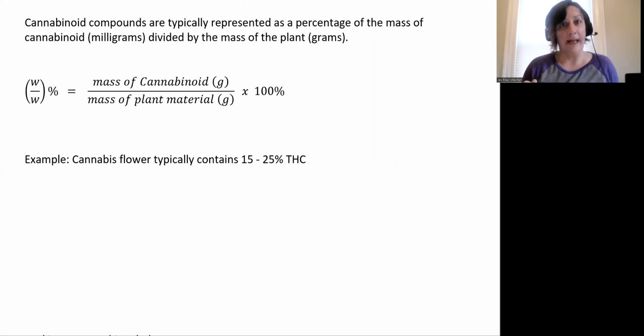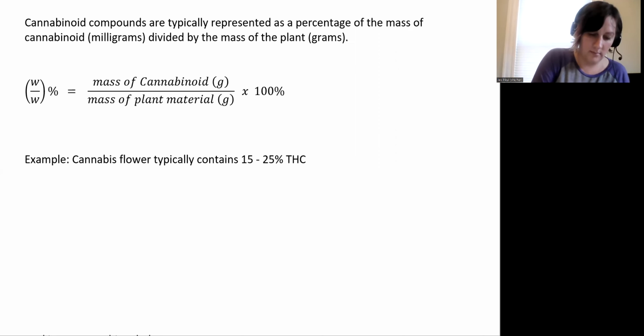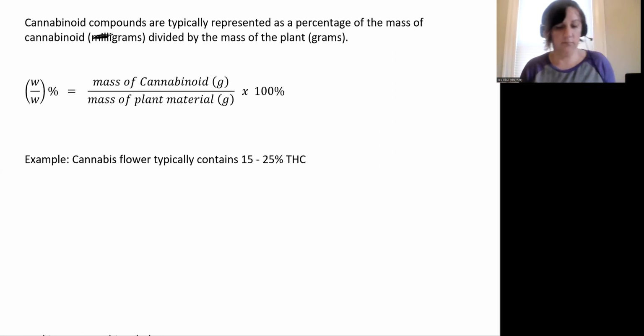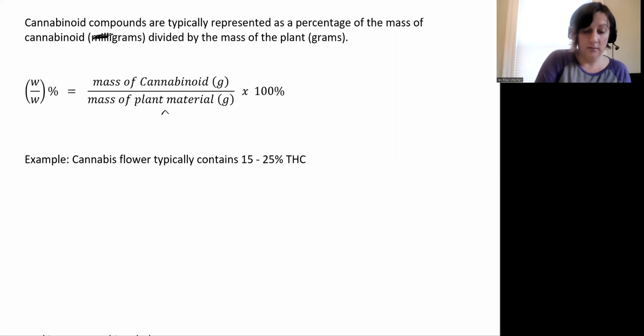So cannabinoid compound concentration in plant material or in a concentrate material is usually represented as a percentage. And these are mass to mass percentages. Oh, I noticed a typo. These are mass to mass percentages. And so what we're seeing when we see a percent on a label is the mass of a cannabinoid, like THC, divided by the mass of the dried plant material.